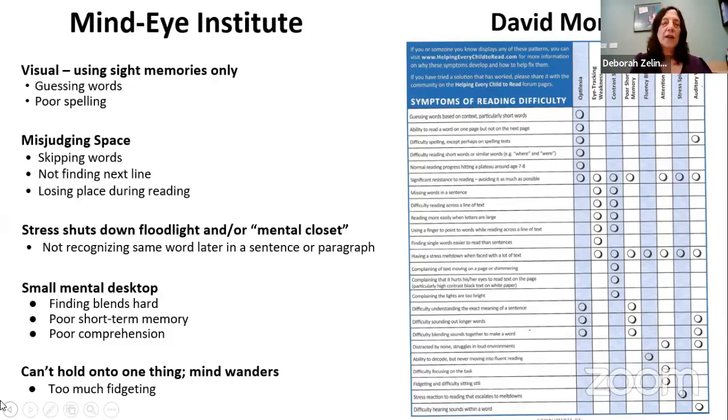And then David Morgan has put together a much more intricate list here. You know, that you can read a word on one page, but not on the next page. Guess the word, difficulty spelling. So I tried to take some of what he had and link it to what we're already doing at MindEye. But difficulty understanding the exact meaning of a sentence. So sometimes children will read a sentence and then have to stop to really think and figure out what it said. So reading can be exhausting for children who have trouble with the spatial awareness of where the words are.